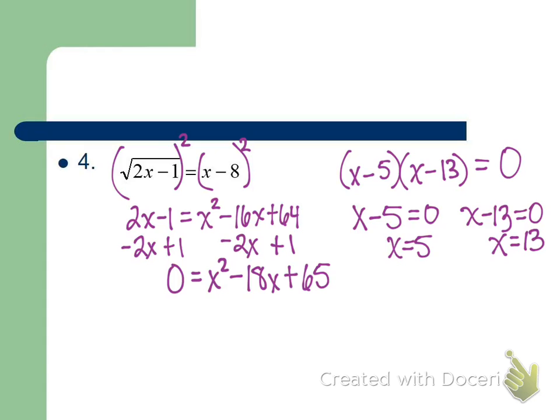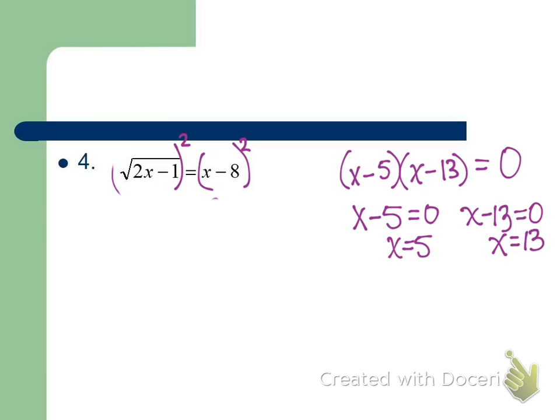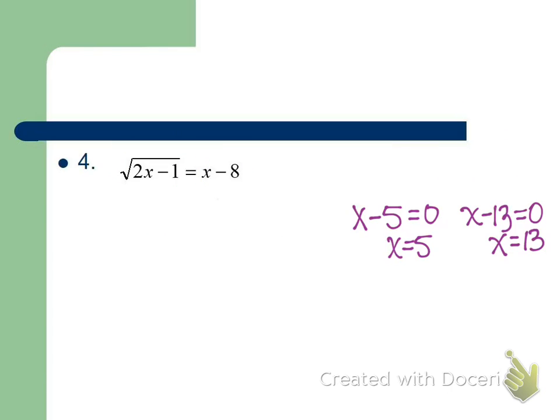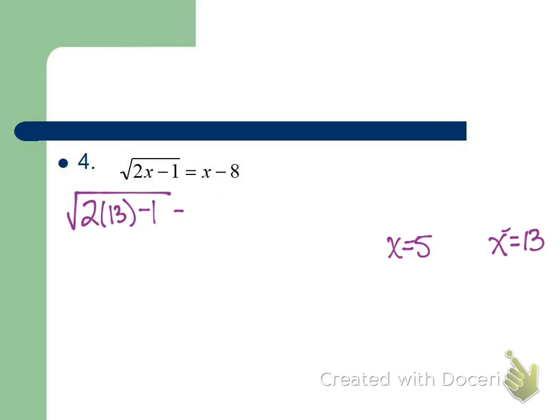Okay, can I erase my solving step to show the checking step? We'll erase all of our solving so we can check. See if we have an extraneous solution anywhere. What do we want to plug in first? 13. The square root of 2 times 13 minus 1 equals 13 minus 8. What is 2 times 13? 26 minus 1 is 25.